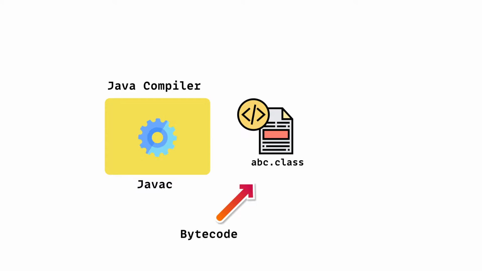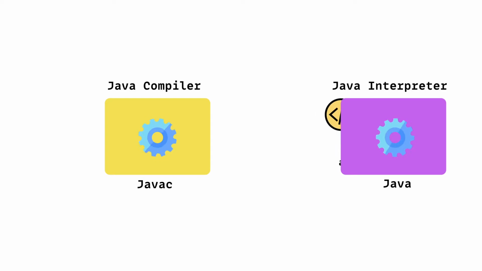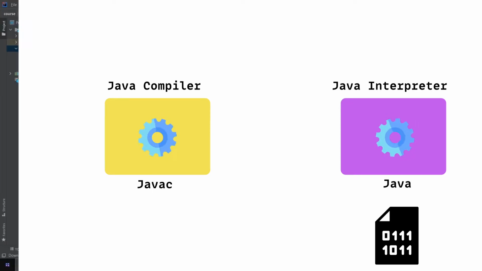The bytecode or the compiled file is then passed to the JVM or the Java interpreter. The name of the Java interpreter is java. The Java interpreter interprets this file to machine code and executes it. Let's see all these steps in action.